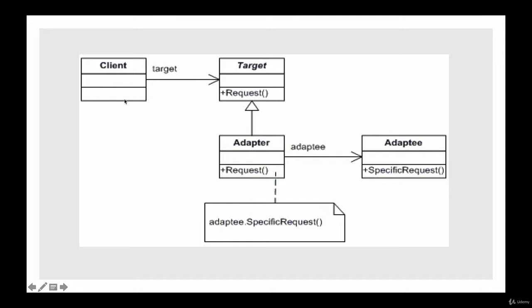So we saw how our client is using the target method, and how we can create one more adapter using our target, have a reference to our adaptee, and delegate the call from the target to the adaptee and get the output.